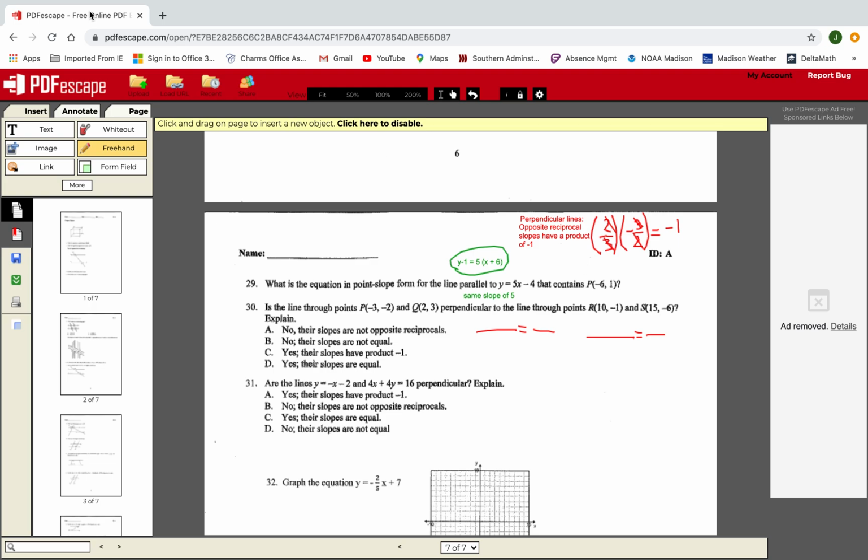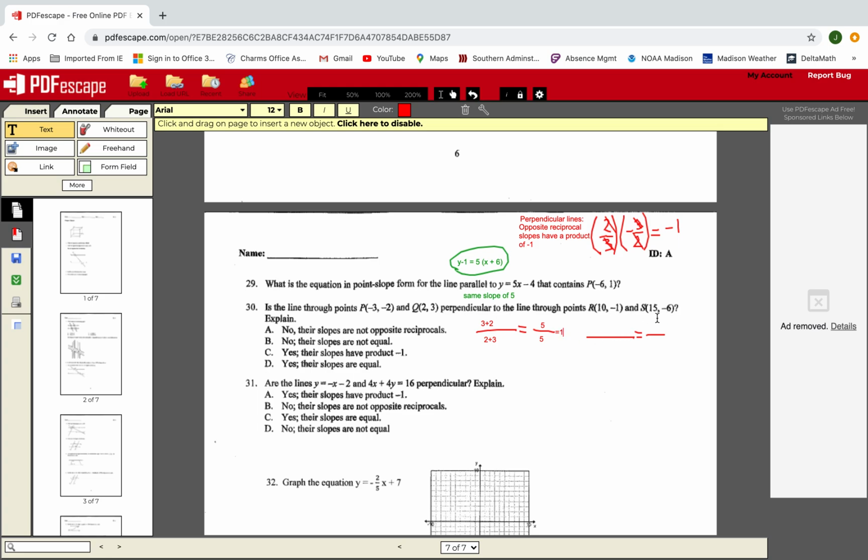For this first set for PQ, y2 is 3 minus y1. y1 is -2, minus a negative is the same thing as plus. And then on bottom, I've got x2, which is 2, minus x1, and x1 is -3. Again, minus a negative is plus. 3 plus 2 is 5. 2 plus 3 is 5. So here I end up with a slope of 5/5, which is 1.